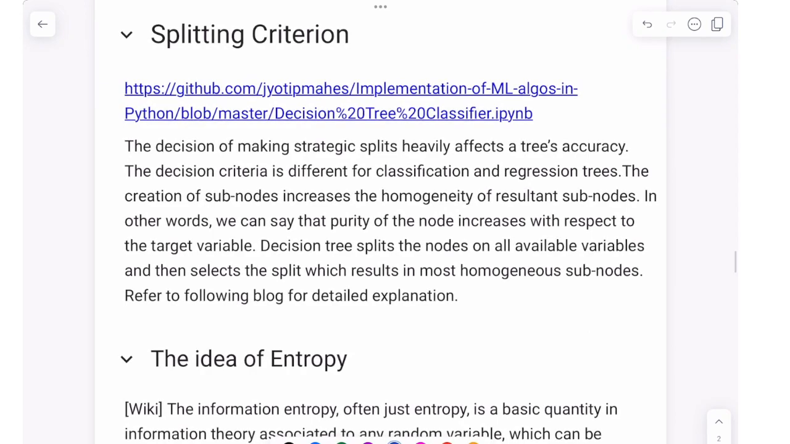Again, I think the most important thing about the tree algorithm is not how it can perform 100% classification. The problem is, how do you find the best splitting criteria to split the space into two subspaces?